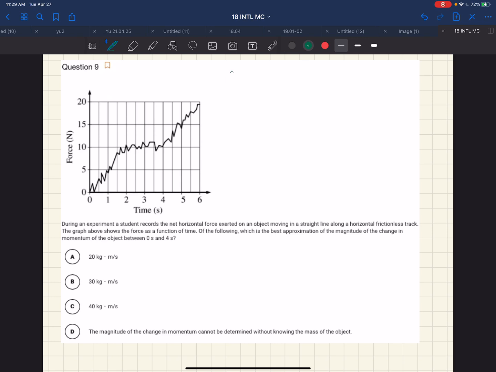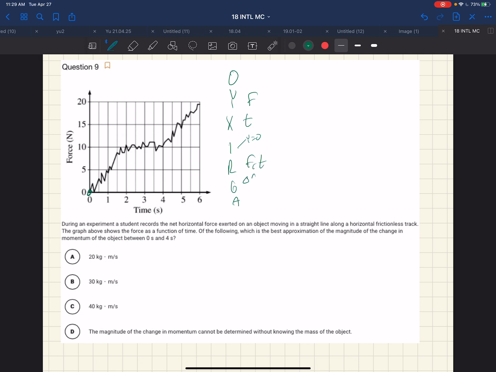So here we have a graph. First thing we'll do, zero it. Origin is there. The y-axis is force, straightforward. The x-axis is time. We have a y-intercept equal to 0. We can read force and time.